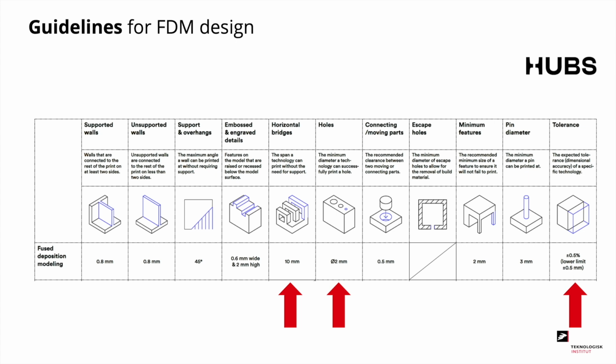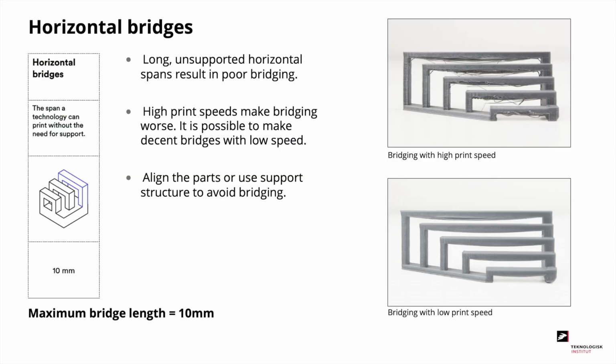Here we have some design rules for FDM 3D printing provided by Hobbs. Here we can see all the things you have to take into consideration when designing for FDM printing. I would like to take a look at the horizontal bridges, the holes and the tolerances. A horizontal bridge is the span a technology can print between 2 points without support structure. For FDM printing, a bridge should not be any longer than 10 millimeters.